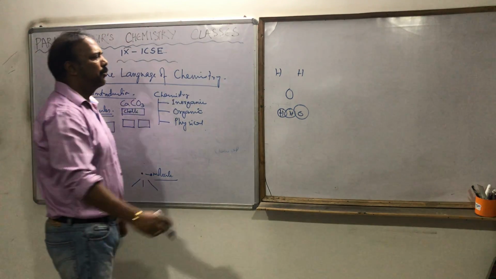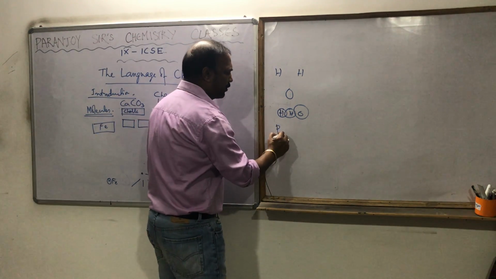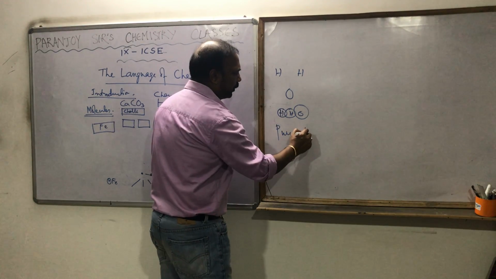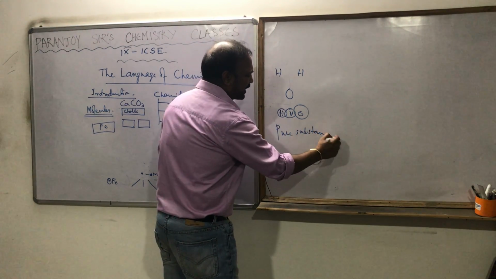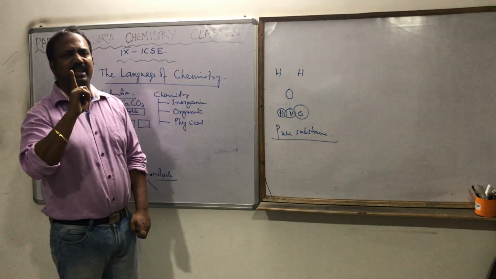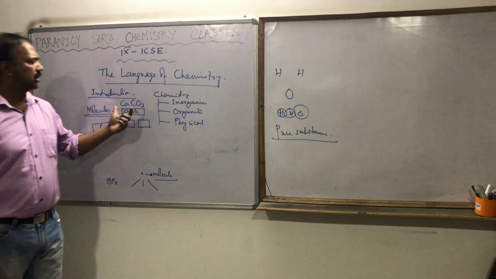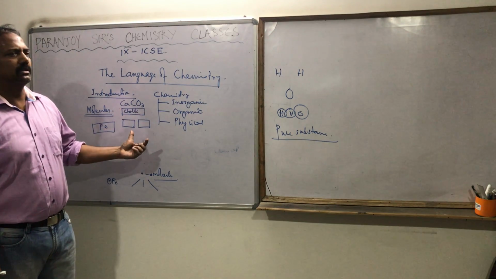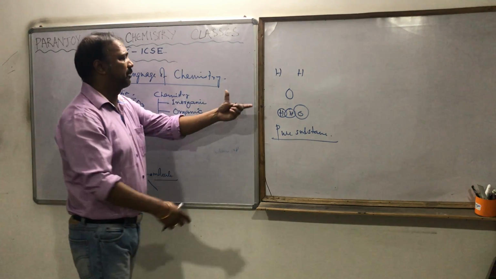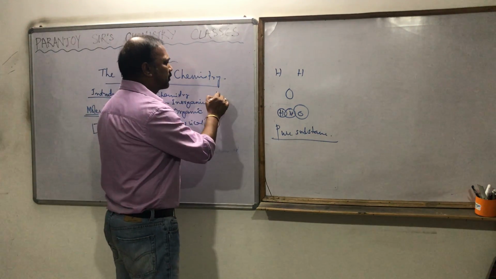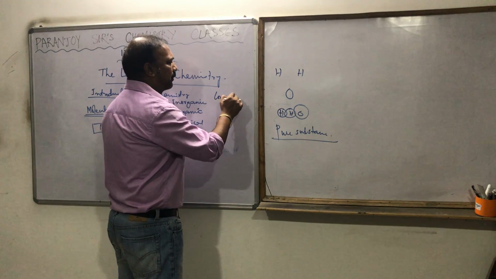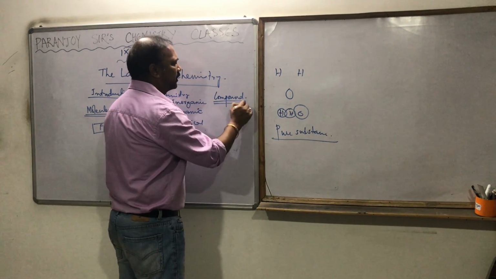Next we are coming to pure substance. A pure substance is something which is only one type of substance. It can be an atom, it can be a molecule, it can be a compound. Okay, before pure substance we can learn about compounds. What is a compound?